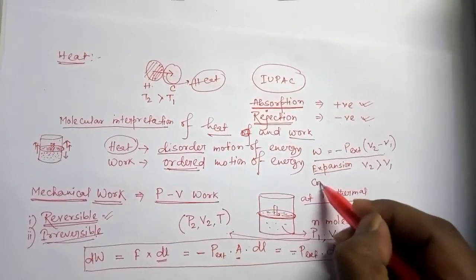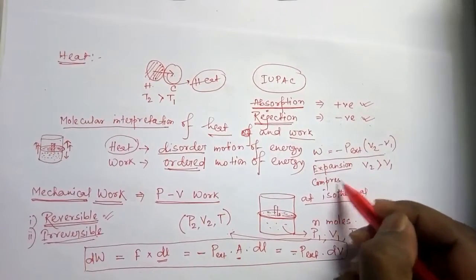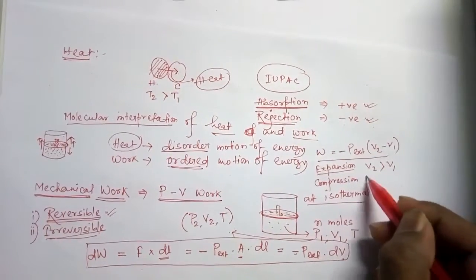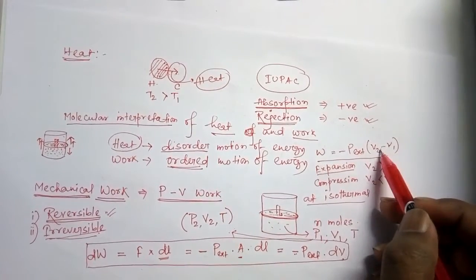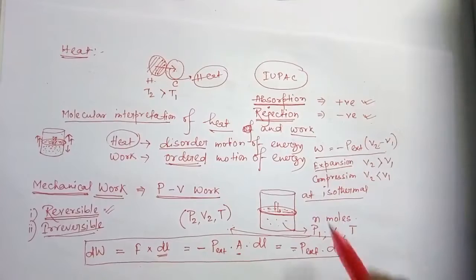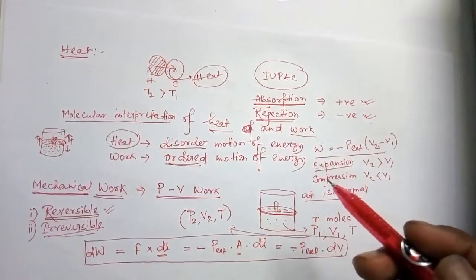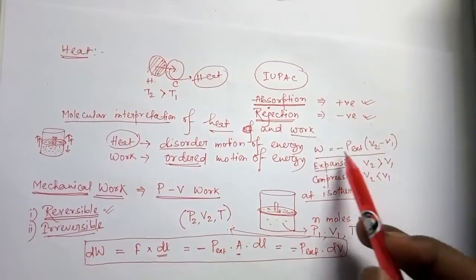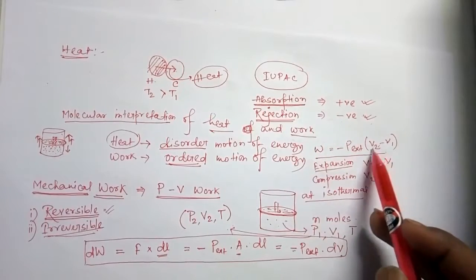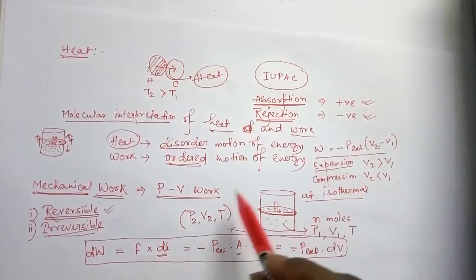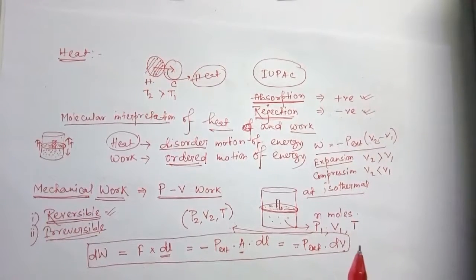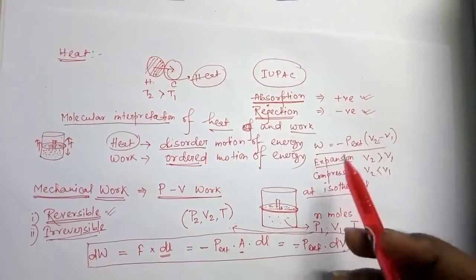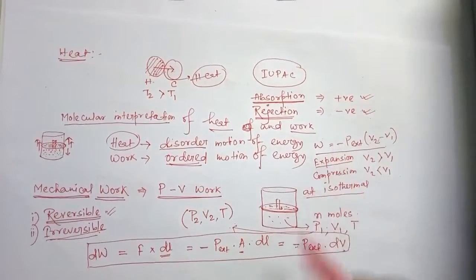And also for compression, V2 is less than V1, then this is a negative term. But we know that according to IUPAC, the compression work is taken as positive. Then in order to make that term positive, since this is negative, we have to put a negative sign. That is why, whenever we are studying thermodynamics in chemistry, there is a negative sign in the work expression.